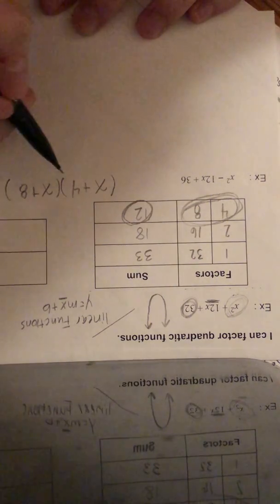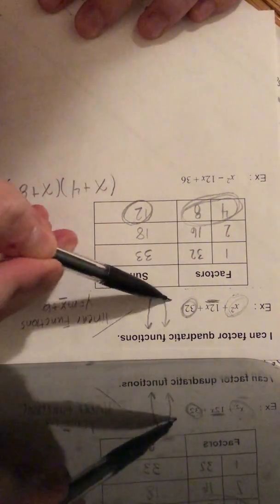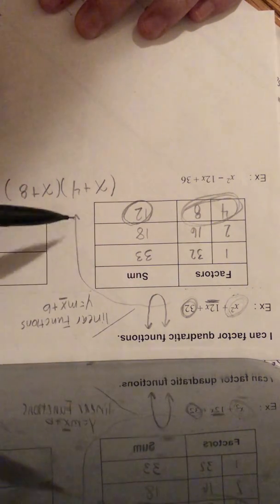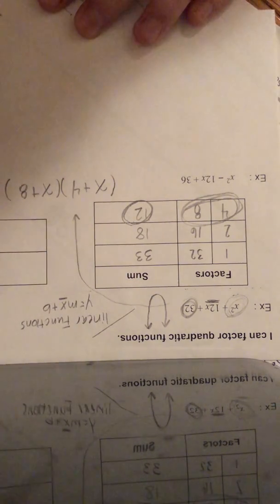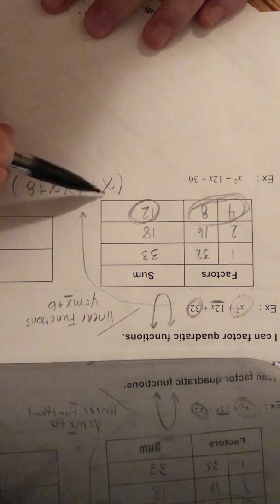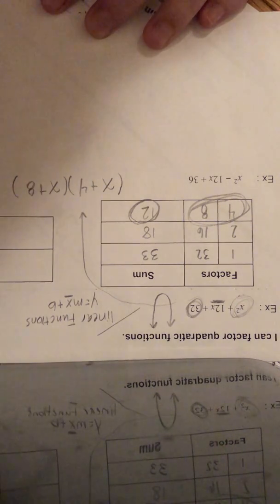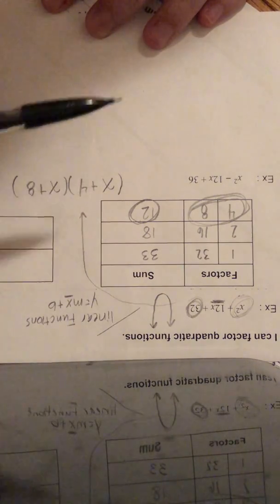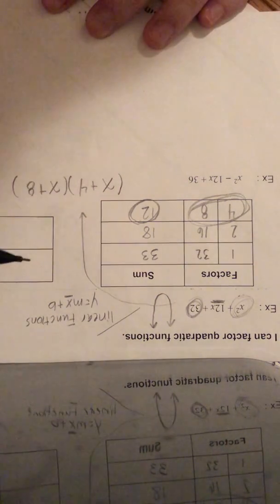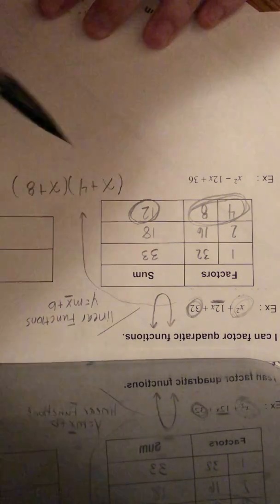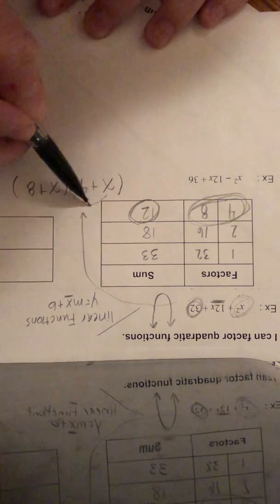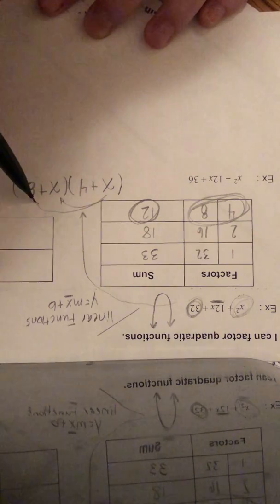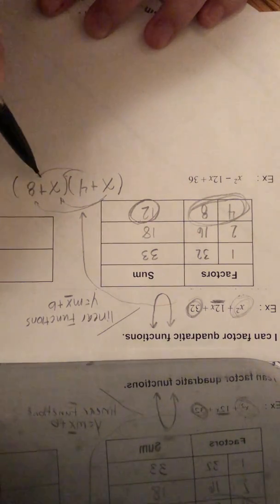Last week we were talking about foiling. With the foiling, that's where we multiplied through first, last, outer, inner. This time what we're doing is undoing the foiling. So it's like unfoiling it or undistributing it. I'm going to show you how you can quickly check. You can quickly check to make sure you have the right answer by foiling it.